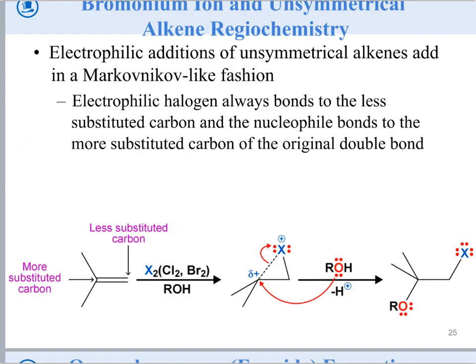Now what happens if you have an unsymmetrical alkene? So if you have, in this case, carbon 1 and carbon 2, where carbon 2 is less substituted, where does the water or the solvent end up in these halohydrins? This is where we call this a Markovnikov-like addition.